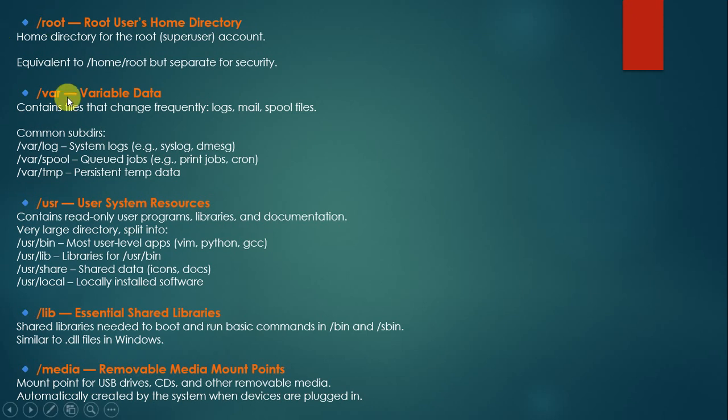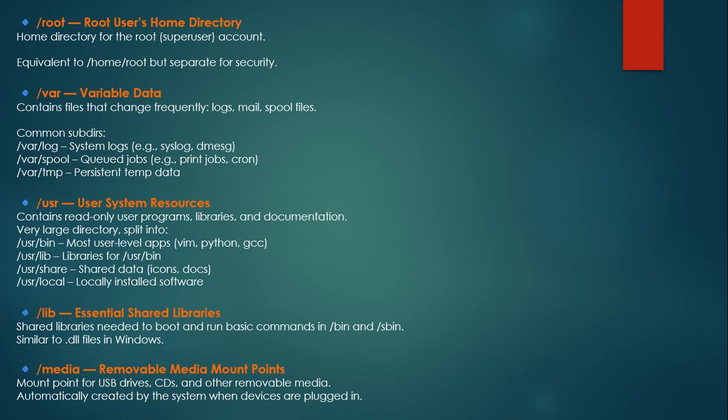Now come to the var folder. All the variable data is inside this var folder. All these logs, spools, and variable data are inside var. Now come to usr. All the user software and libraries are inside this usr folder. Basically, whichever software and libraries you install will be inside this usr folder.